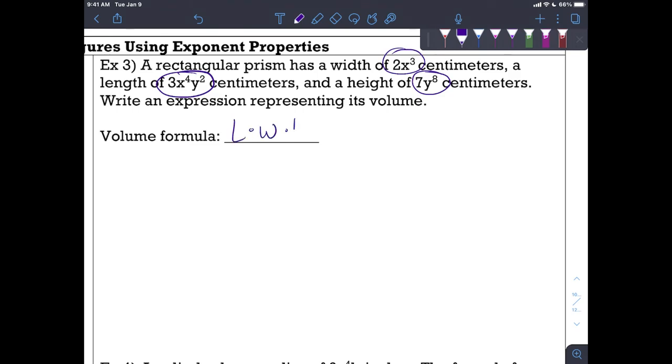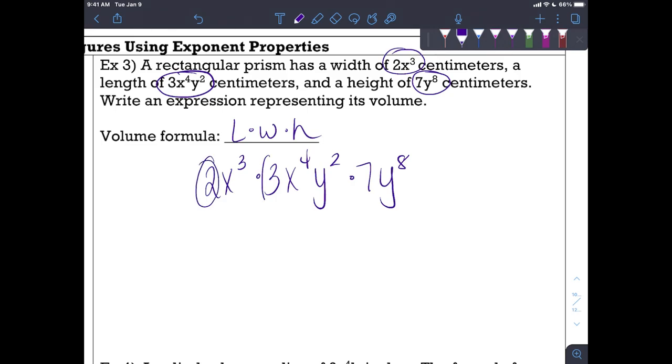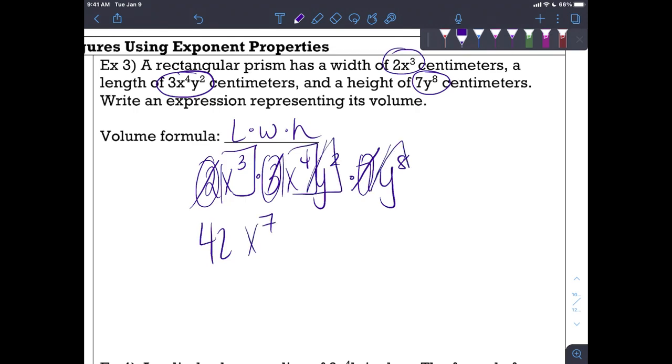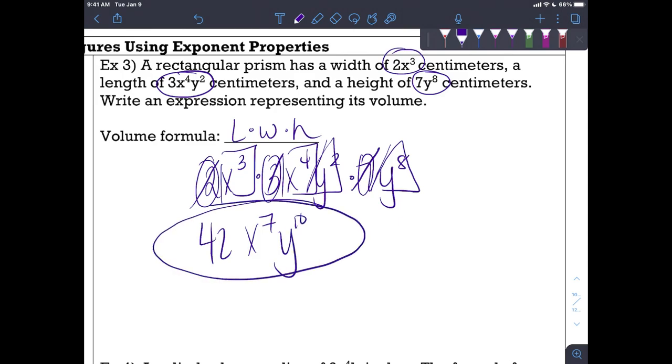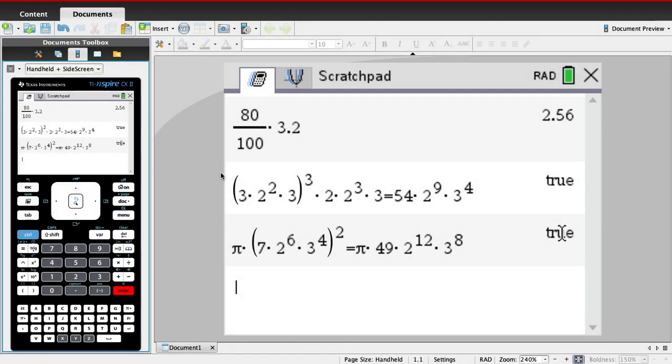So volume of objects are typically going to follow some form of this equation, length times width times height. So I'm just going to go ahead and multiply all three of these together. Here's my original equation. First thing I'm going to do is deal with those coefficients. Now I'm going to deal with those x's. And finally, I'm going to deal with my y's. There's my final answer. Let's go ahead and verify this in our calculator.